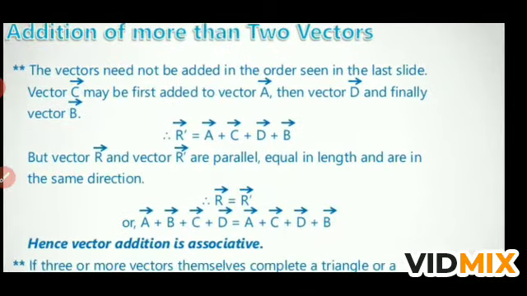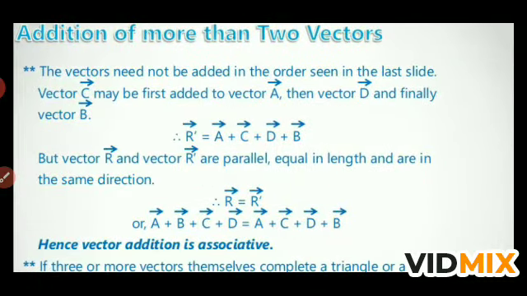Addition of more than two vectors. The vectors need not be added in the order seen in the last slide. Vector C may be first added to vector A, then vector D, and finally vector B. It means it is not necessary to add the vectors in the given order. You can add in any order, but the direction will remain the same.